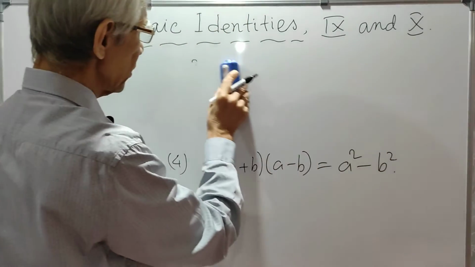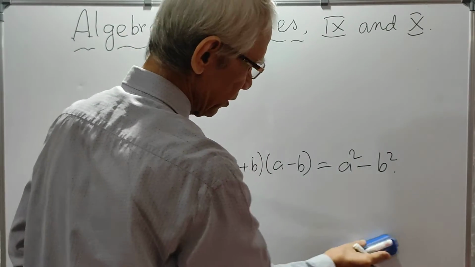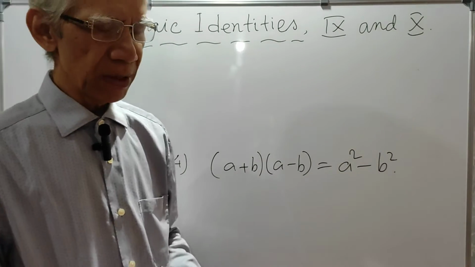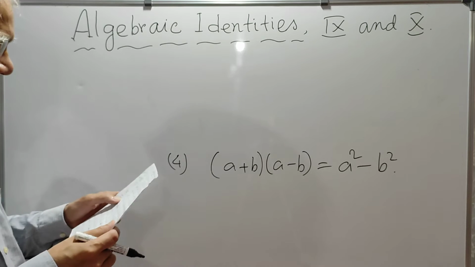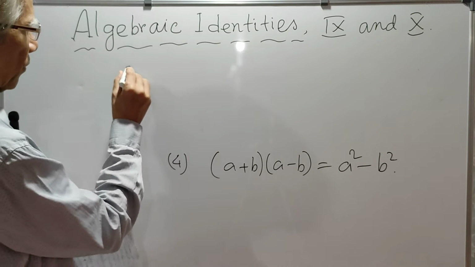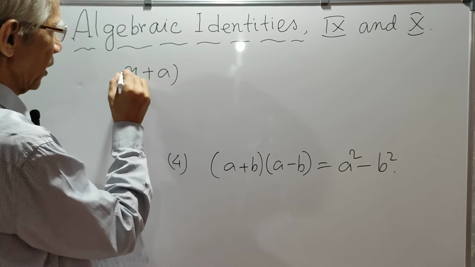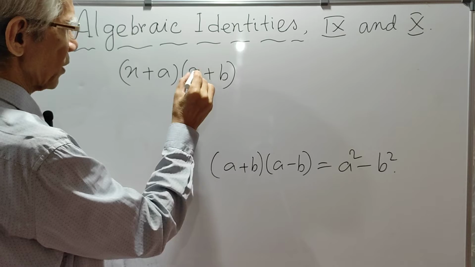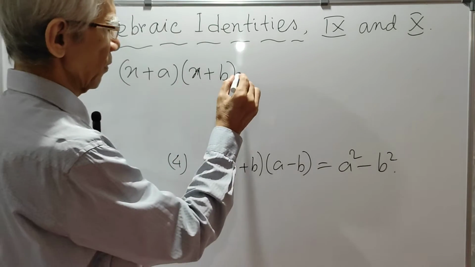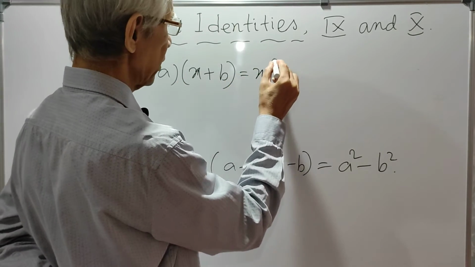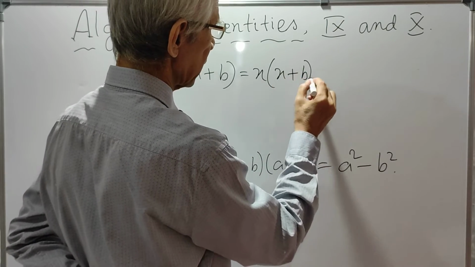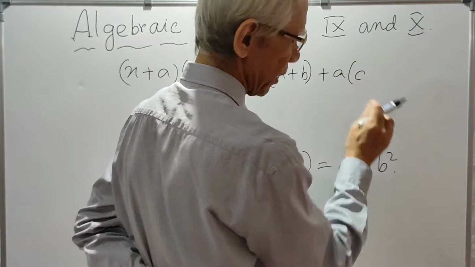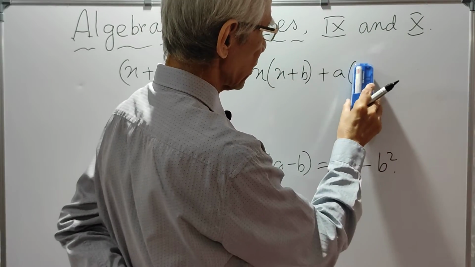All these identities, if you keep in mind, if you memorize, then you can do numerical problems quickly. Now let us see the fifth identity, X plus A into X plus B. So X plus A into X plus B, just multiply. If you multiply, you will get X into X plus B plus A into X plus B. All right.